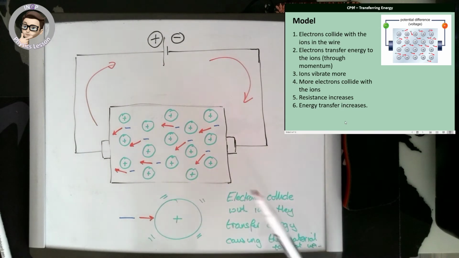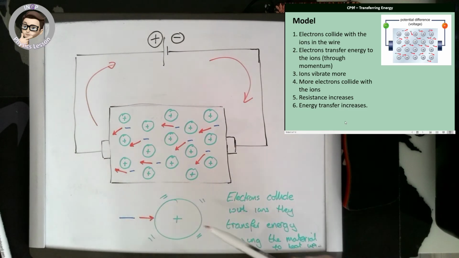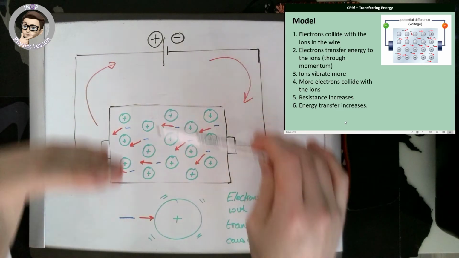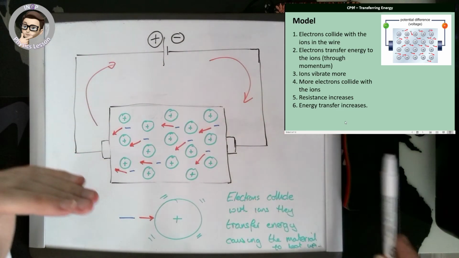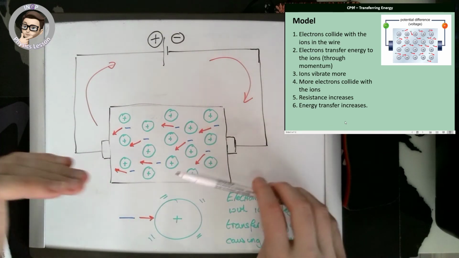And I've put here, it's through momentum, because the electrons have got a mass and a velocity, and the ions have got a mass and velocity. So it's a momentum transfer that causes those ions to vibrate more. Now, as the ions are vibrating more, as they're moving backwards and forwards more over here, that causes more electrons to collide with the ions, so the resistance is increasing again.